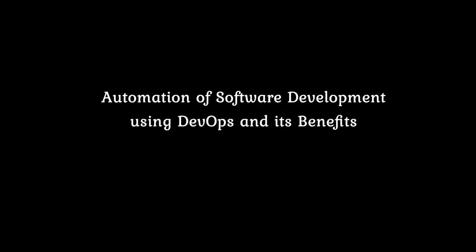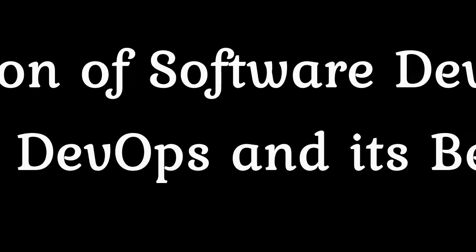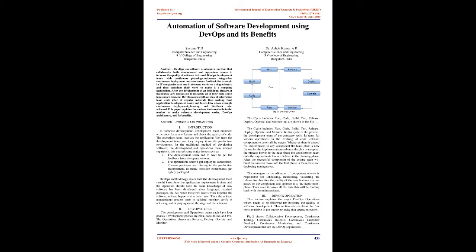Automation of software development using DevOps and its benefits. Abstract: DevOps is a software development method that brings together both development and operations teams to increase the quality of software delivered. It helps development teams with continuous planning, continuous integration, continuous deployment, and continuous feedback.